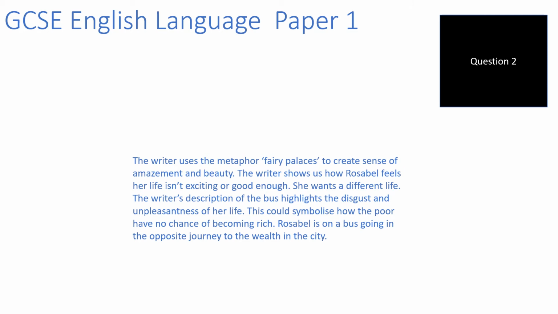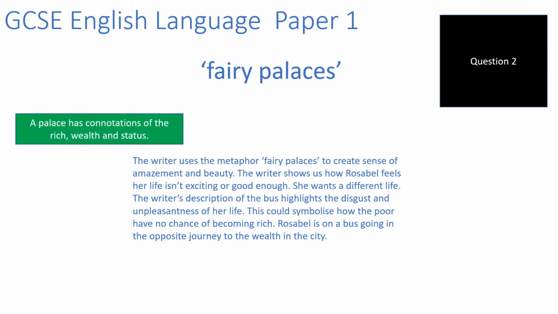We really need to think about our explanation. So we're going to look at ways in which you can develop those further. So we're using the same thing. One thing you can do, really easy, and it really helps you develop explanations, is talk about the meaning of words. What connotations does the word have? What does it remind us of? So for example, palace: rich, wealth, status.